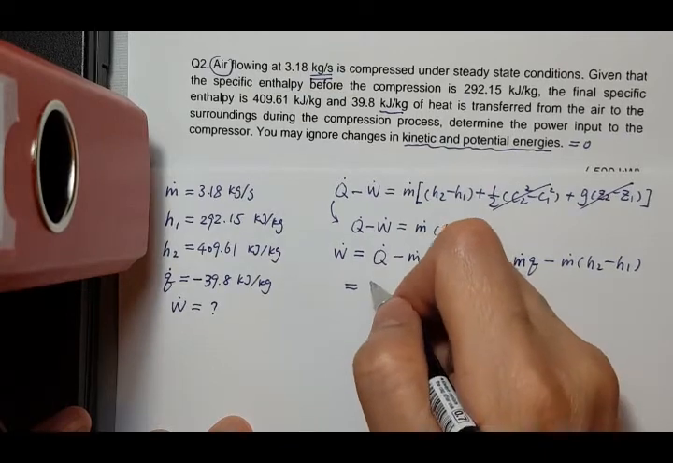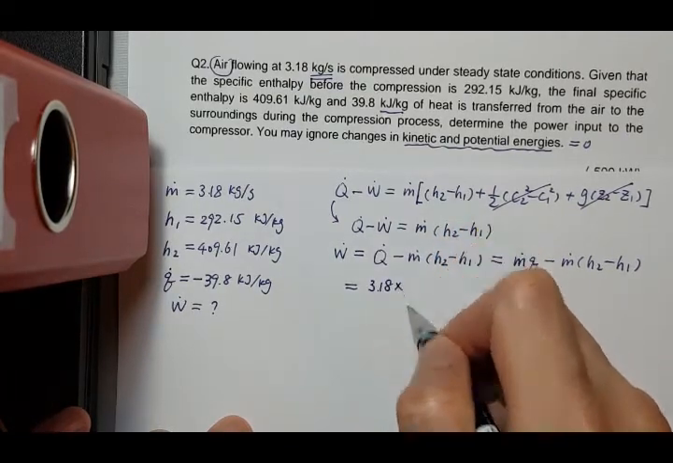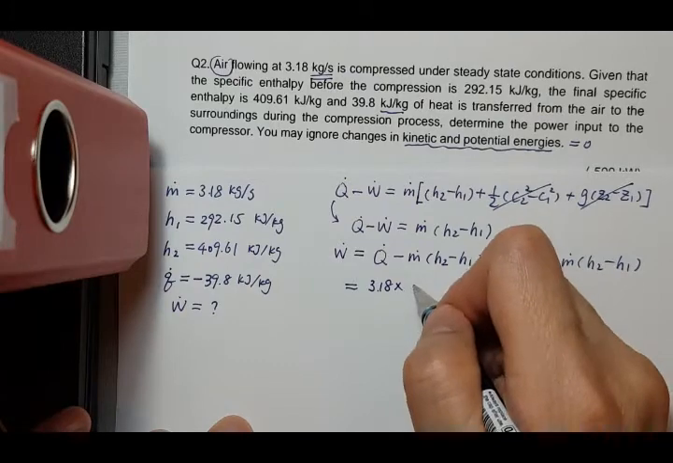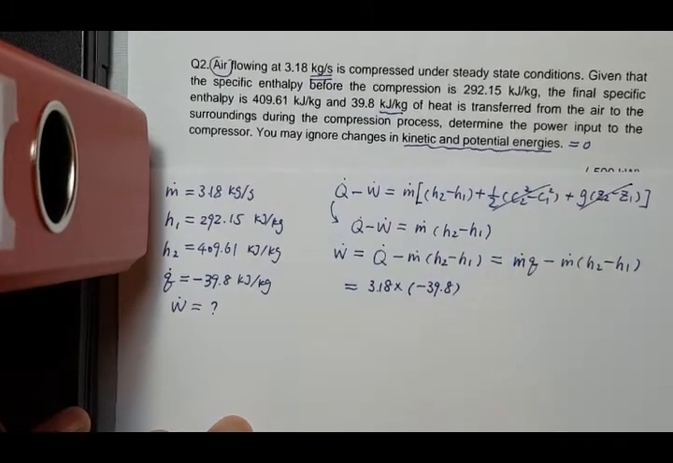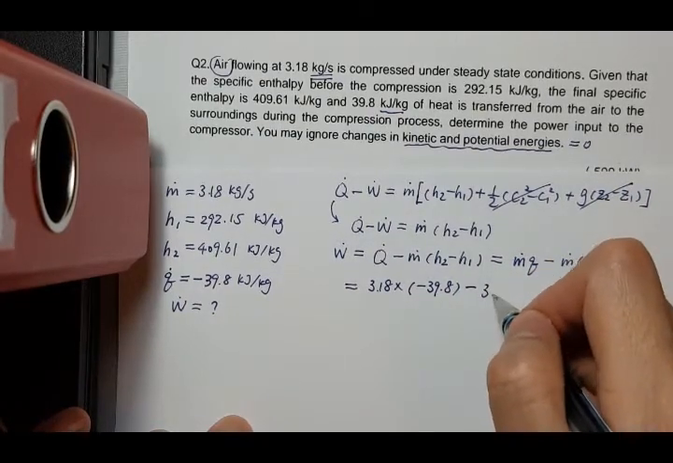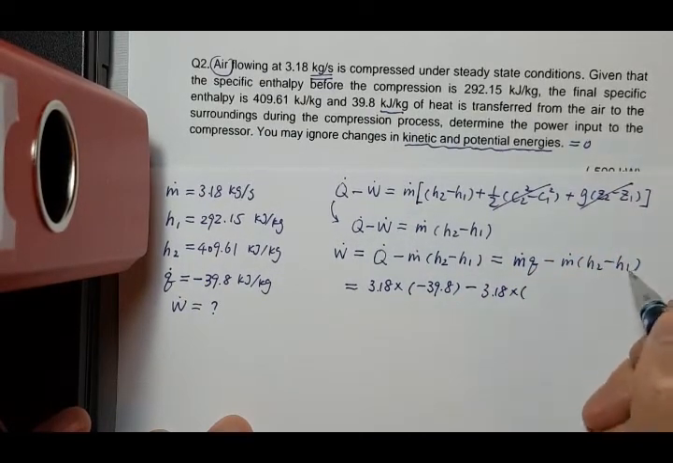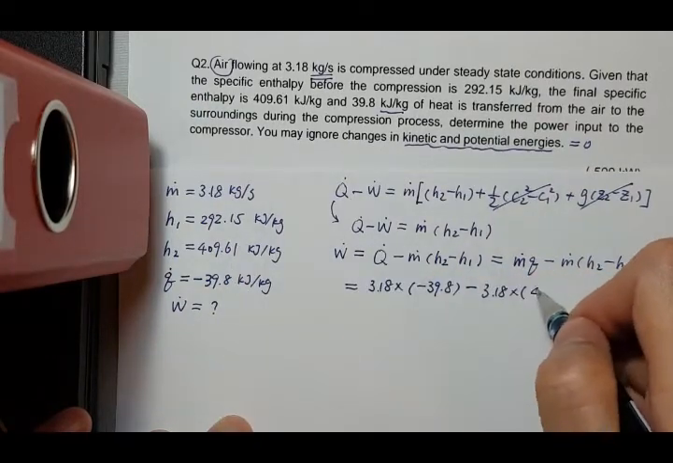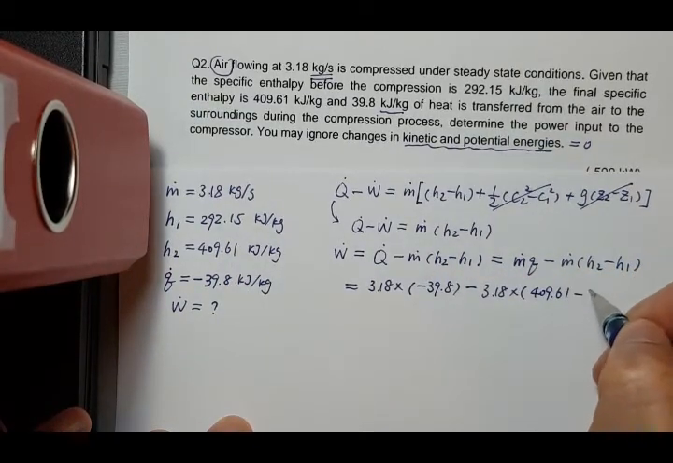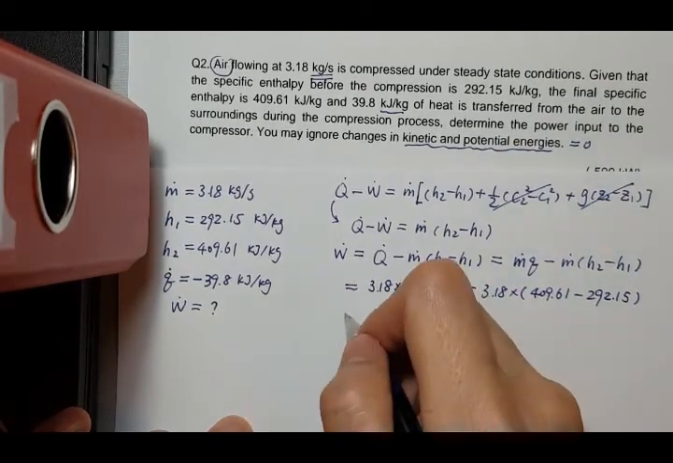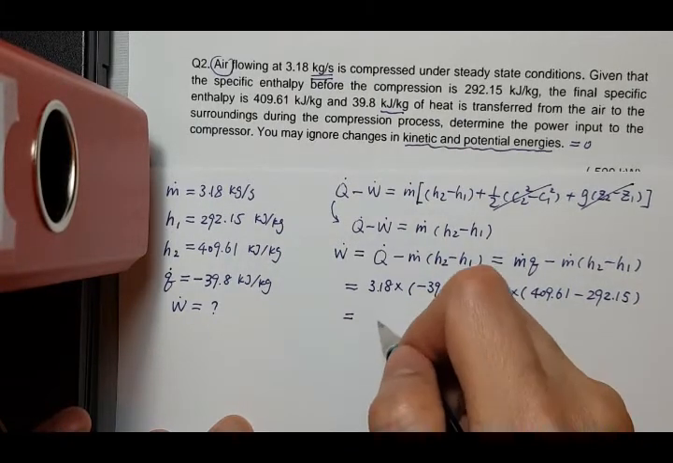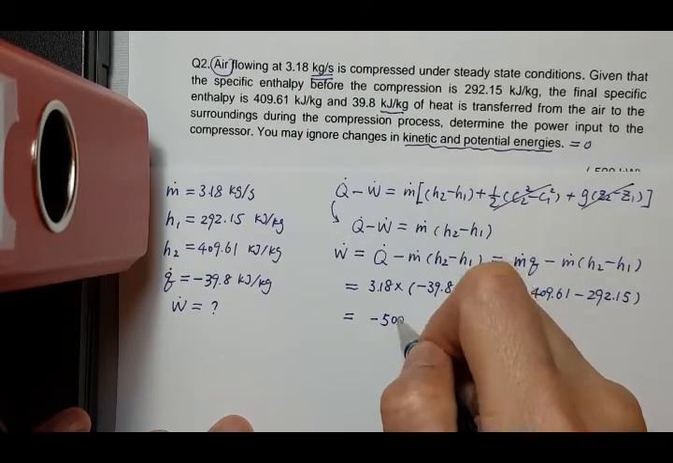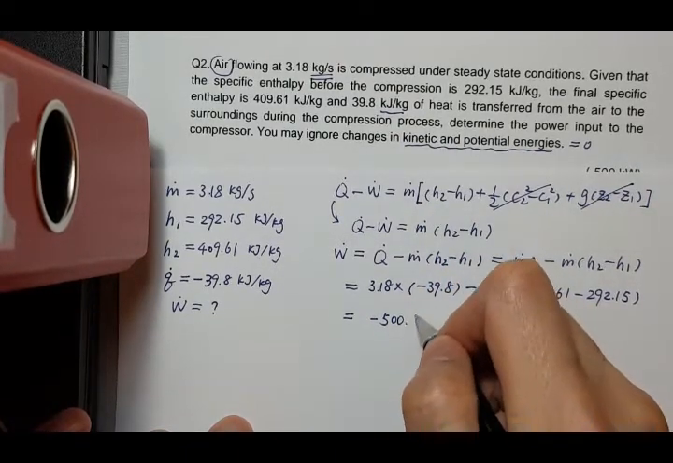So we know M dot, which is 3.18, times the lowercase q. So this is a negative value, subtract M dot again times (H2 subtract H1). So we can check H2 and H1 from here. So now you'll be able to calculate using your calculator, and finally we get minus 500.1.